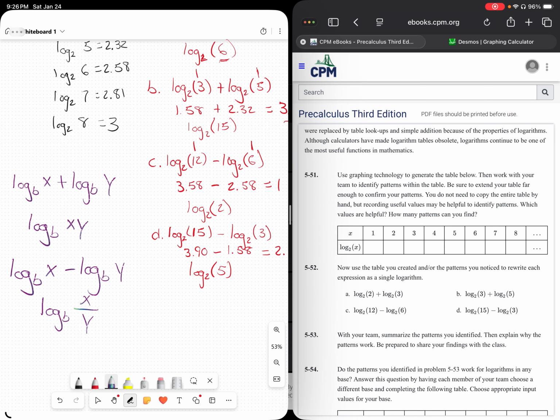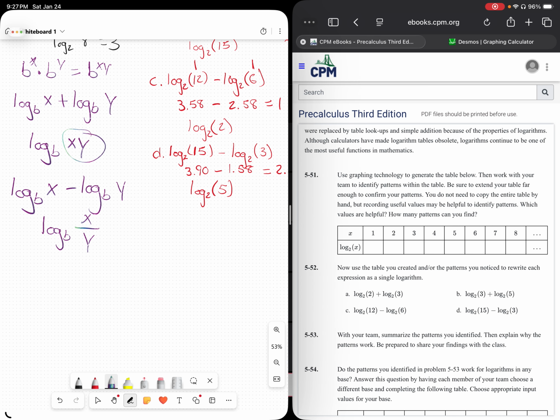And what do they go with? Like corresponding, right? If we think about exponent rules, when we have two exponents, same base, different exponents, and we're multiplying, we add the exponents. Well, now when we're adding logs, we multiply, right? Same thing if you were subtracting. If you were exponential and you're subtracting, it's division, right? So very similar there. Okay.